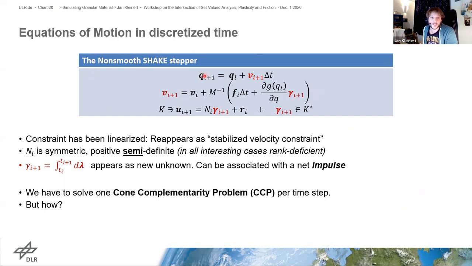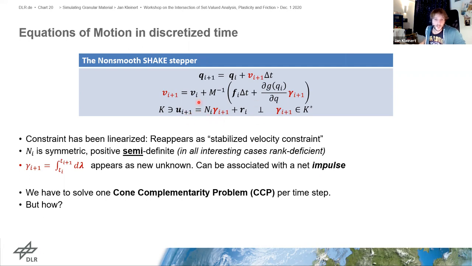And the subscript here actually means the time step. So I get the new position from the old position and a new velocity. The new velocity is given by a new unknown, gamma. And gamma is the solution to this cone complementarity problem. And you'll notice that it doesn't say g here, but it says u. In the process of deriving this, I've actually linearized my constraints. So now they reappear as a stabilized velocity constraint. So really, I'm using a velocity impulse-based method here.